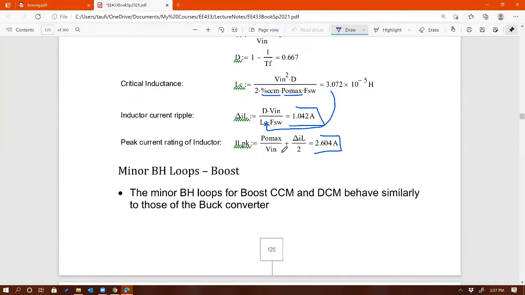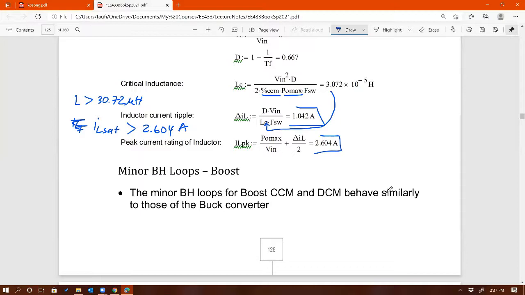of the inductor, that is again being calculated from the max value, right? IL average, which is P out max over V in, plus delta IL divided by 2, that gives us 2.604 amps, okay? Peak value. So if I were to choose the inductor for this example, I will choose L to be larger than 30.72 microhenries, and IL peak, IL sat of the inductor to be larger than 2.604 amps.